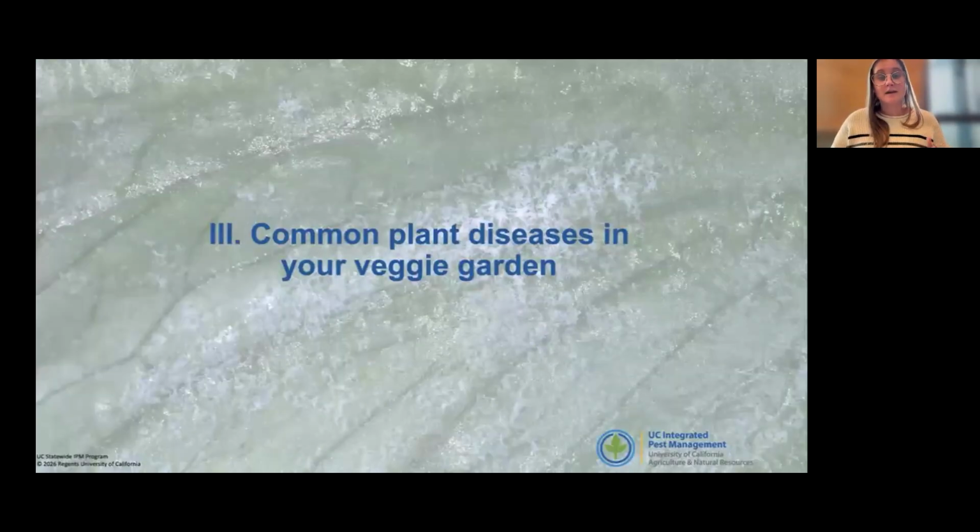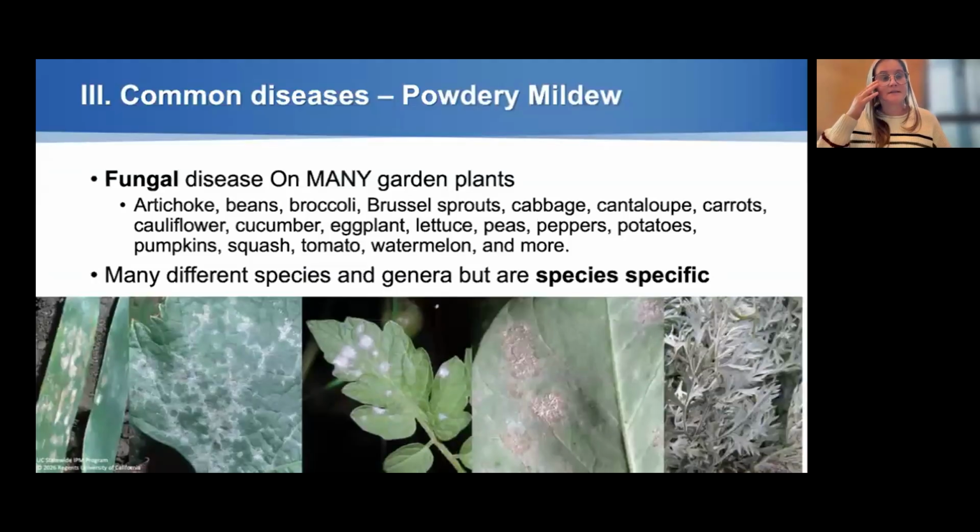So, talked some about abiotic disorders. Now I'm going to move into just some common plant diseases that you might encounter in your veggie gardens and those management strategies that can be used to help mitigate those issues. The first disease I'm going to talk about is powdery mildew. We're probably all at least a little familiar with powdery mildew. It's a fungal disease that has many hosts and many actually different fungal species that cause it.